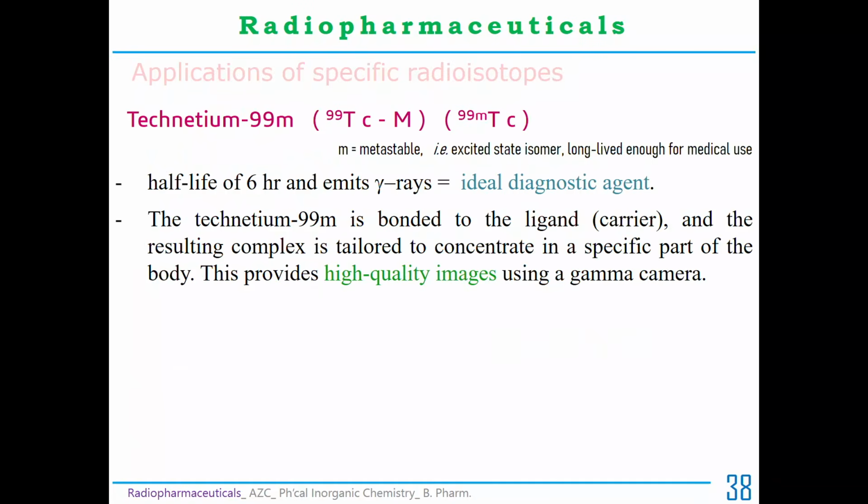Technetium-99M refers to metastable, its half-life of 6 hours, and emits gamma rays, serves as ideal diagnostic agent. The technetium-99M is bonded to the ligand, and the resulting complex is tailored to concentrate in a specific part of the body. This provides high-quality images using a gamma camera.